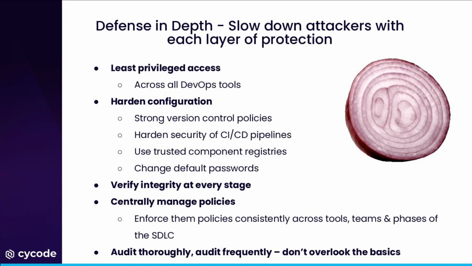This entails changing default passwords, implementing strong version control policies, and using trusted component registries. Verifying the integrity at every stage, with a series of handshakes between each stage of the SDLC, helps ensure that code has not been tampered with and that the build is still sound. Centrally managing policies through governance helps enforce policies consistently across tools, teams, and phases of the SDLC. And importantly, audit thoroughly and audit frequently.